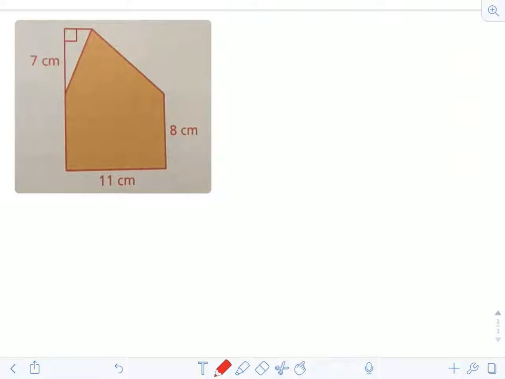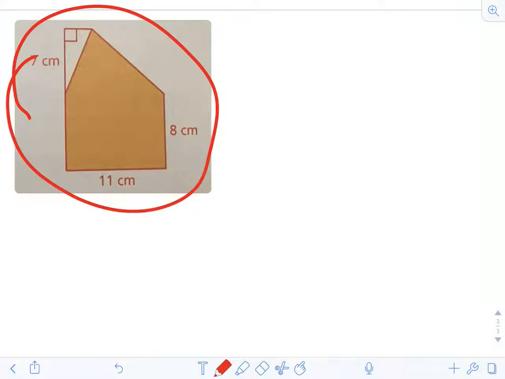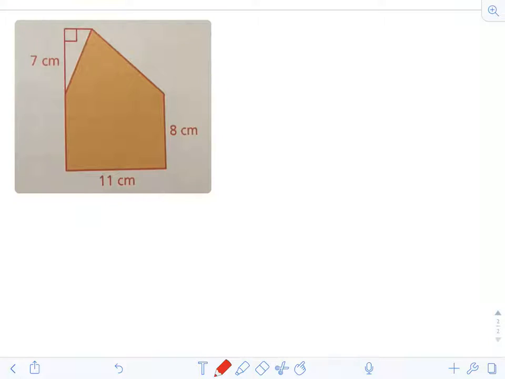What you have is this big old shape here, and you've got to divide it up into shapes that you know. So let's do that first. Well, if I draw a line right here, I get a rectangle, and then a triangle. There you go, there's my shapes.